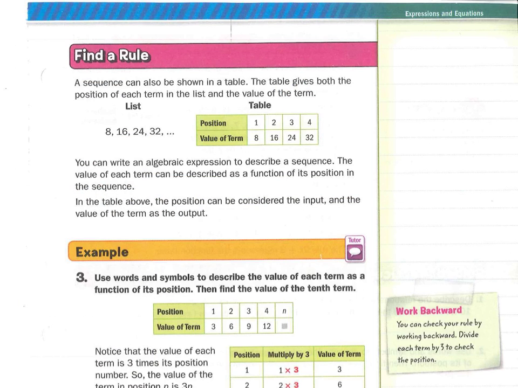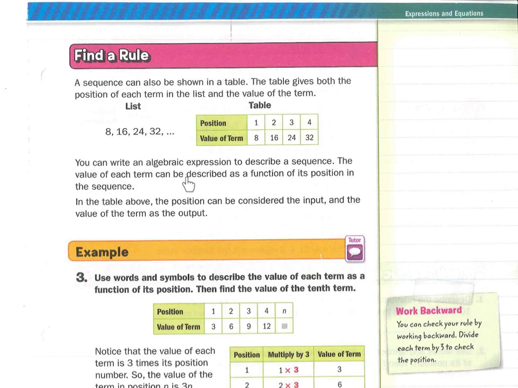Okay, what if we need to find a rule? A sequence can also be shown in a table. The table gives both the position of each term in the list and the value of the term. So in this case, your position is 1, the term is 8; 2, 16; 3, 24; 4, 32. You can write an algebraic expression to describe a sequence.